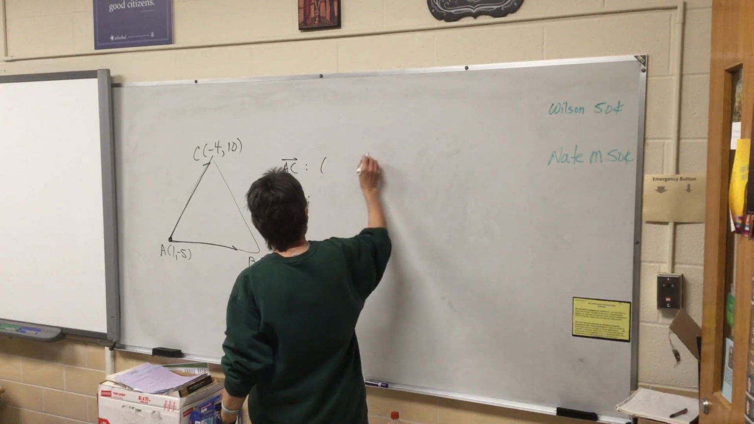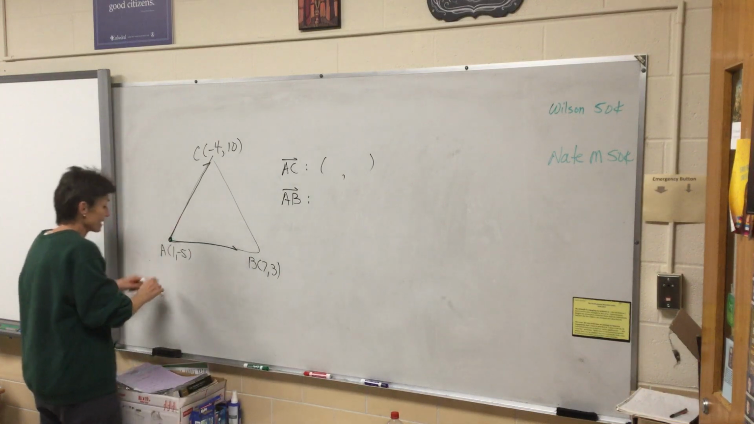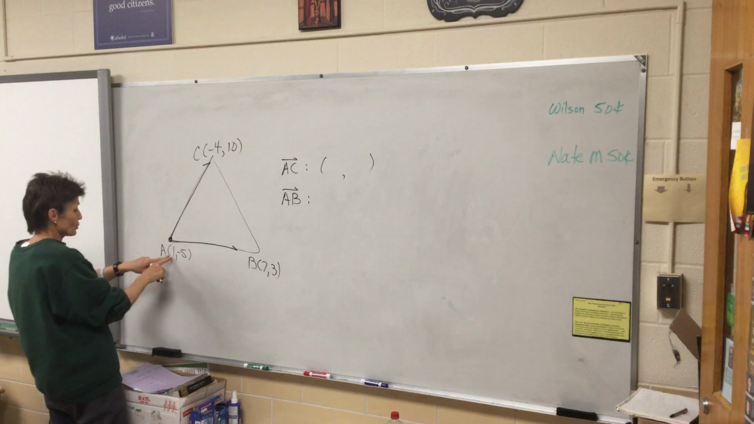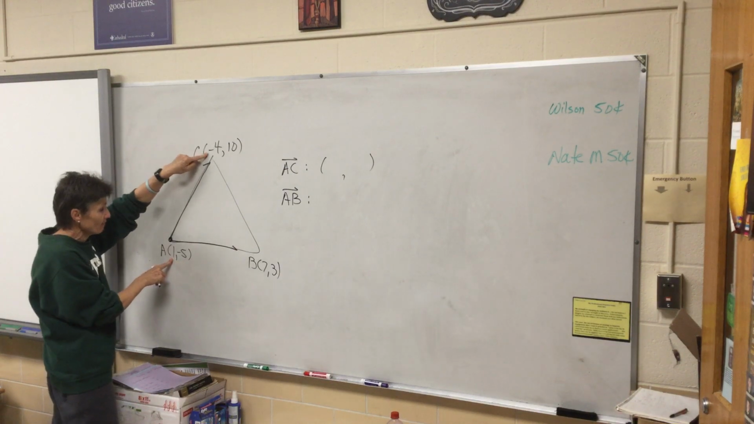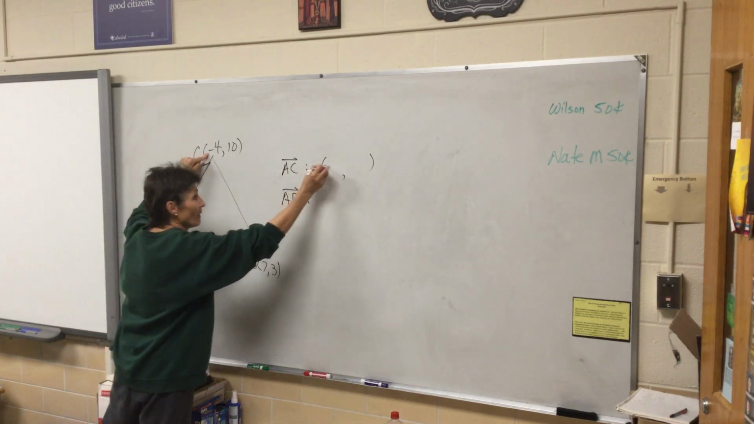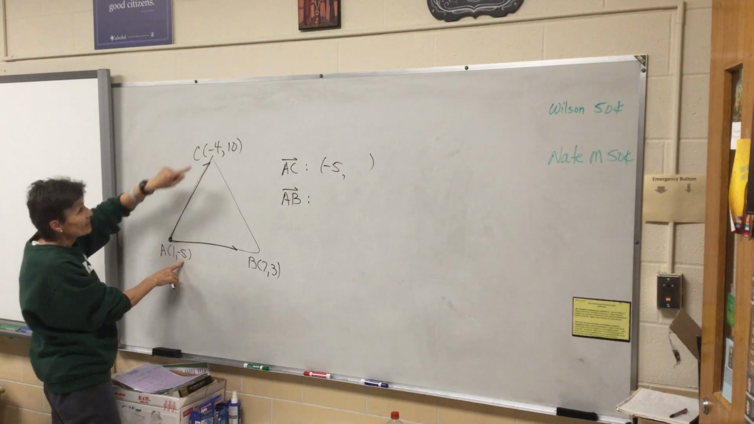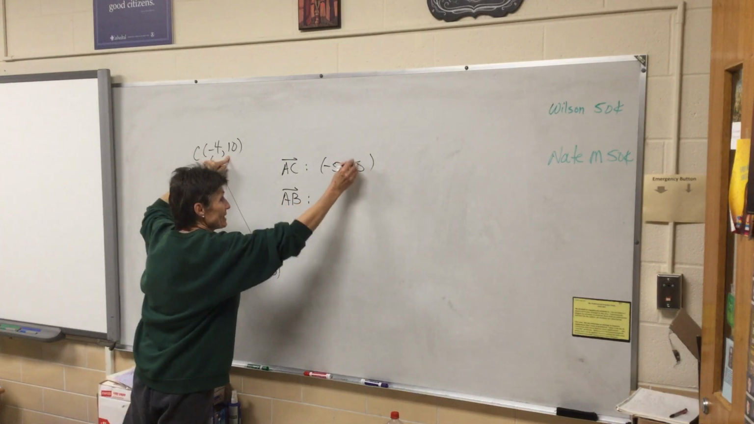Now, AC has a directed distance. I'm going from this point to this point. So how are my x's moving? I'm going from 1 to -4. -5. And then I'm going from -5 to +10. Yep. So that takes care of AC.